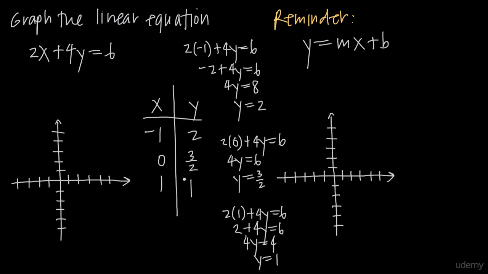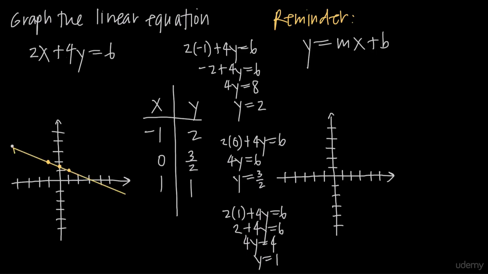Now we just want to go ahead and plot these points. So we have the point (-1, 2). So we'll go -1 along the x-axis, +2 along the y-axis. We have 0 and then 1 1/2. So 0 and 1 1/2. And then we have (1, 1). So (1, 1) is right here. So now we have these 3 points, and we can just connect them to sketch the graph of a line, which will look something like this.